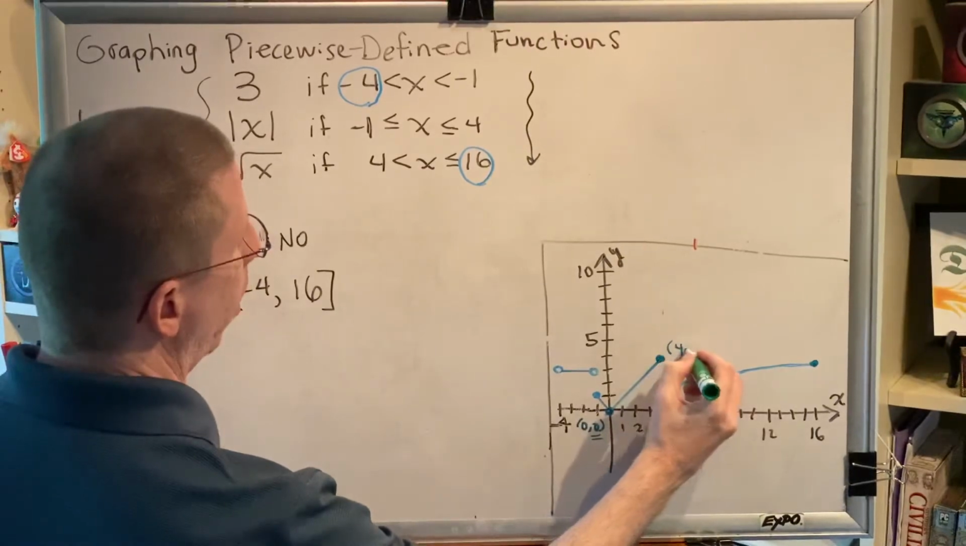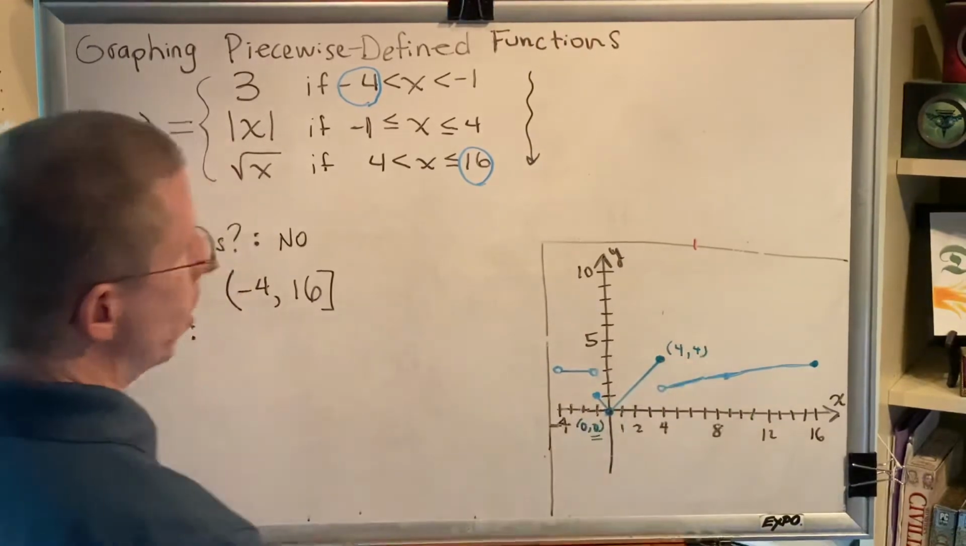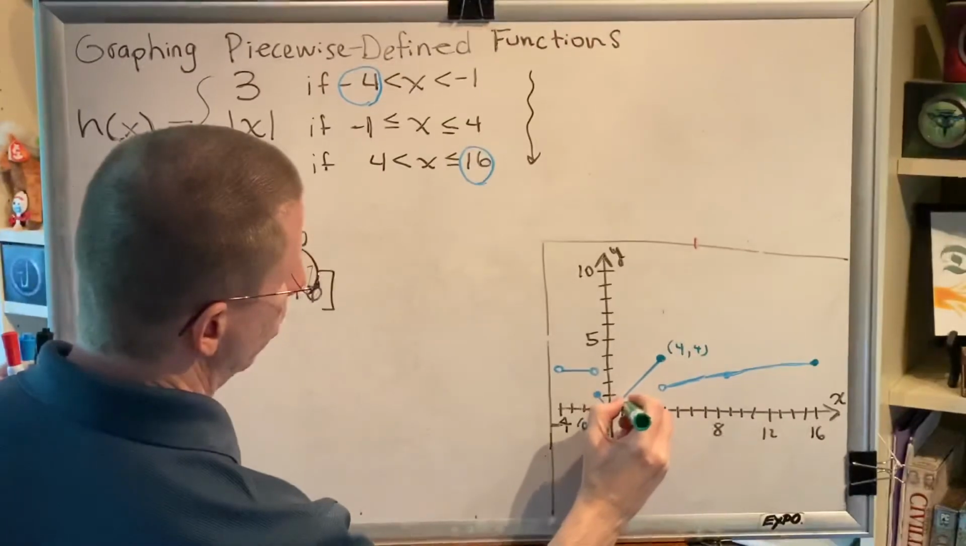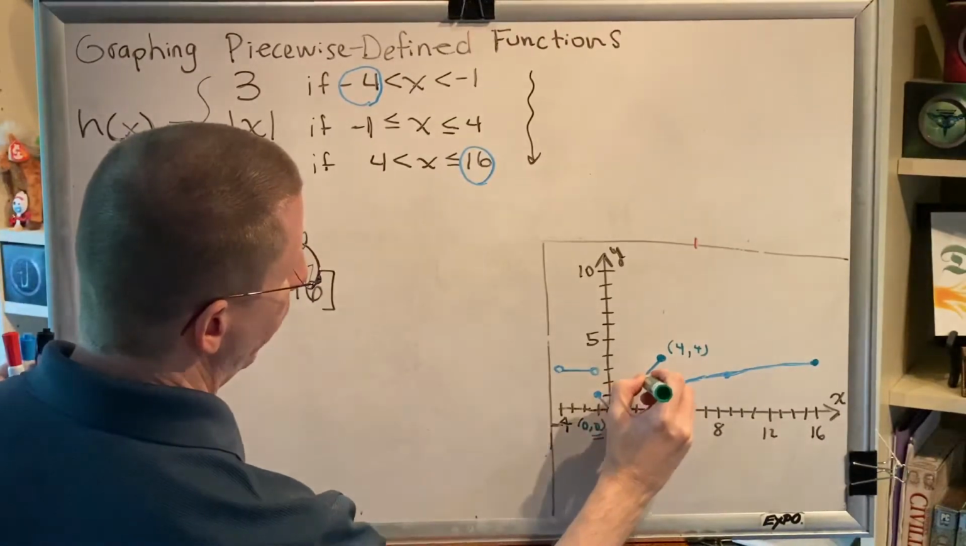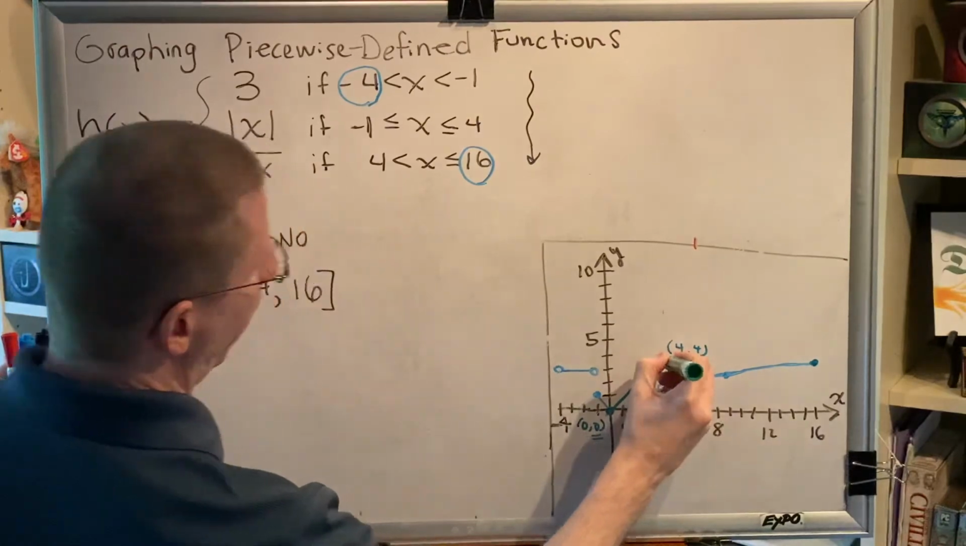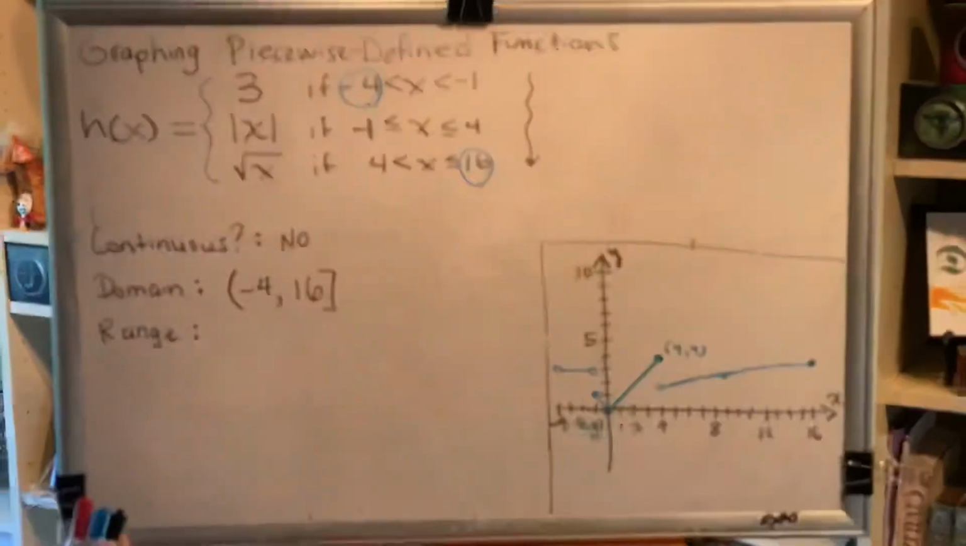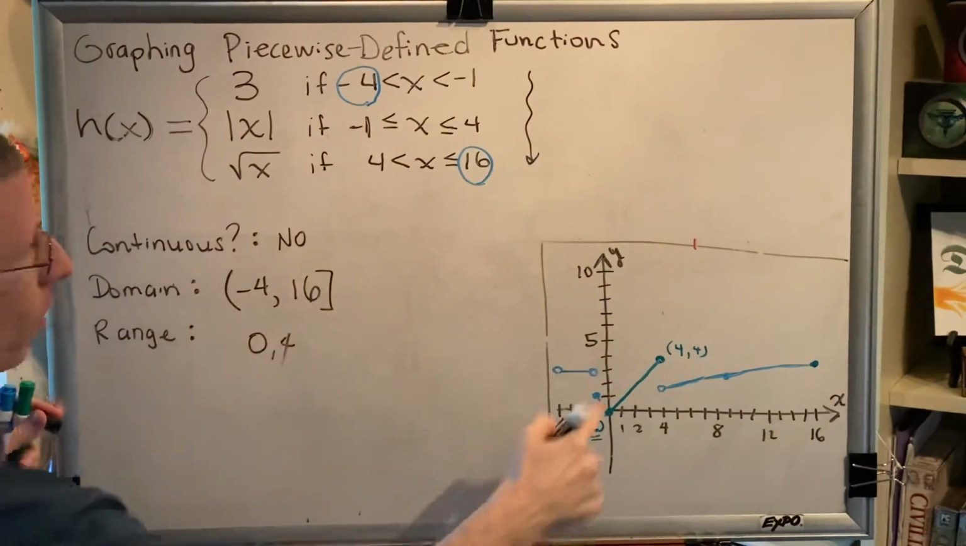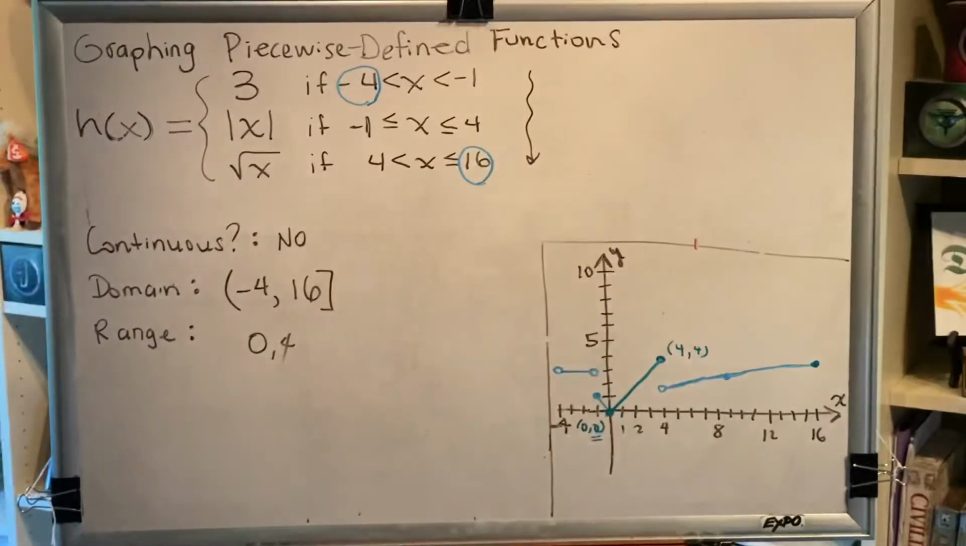So (4, 4). So can we trace a path from the lowest point to the highest point without moving along our line or curve without picking up our marker? The answer is yes. And for that reason, we have all of the y values from 0 to 4. There are no gaps along the way.